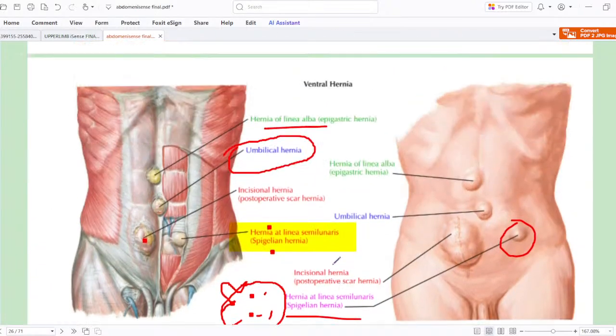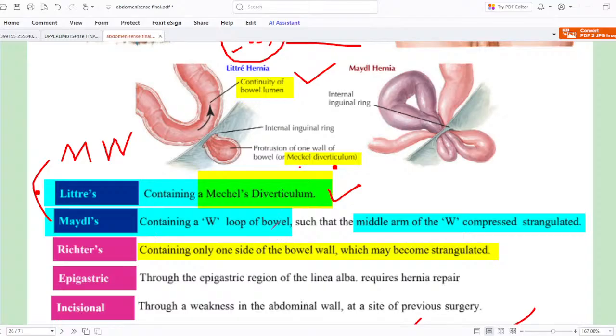Have to remember these definitions here. Littre's hernia. What is Littre's hernia? See, this is a pouch, Meckel's diverticulum. During appendectomy, the surgeon usually explores the small intestine to look for any outpouching like this. They actually look for Meckel's diverticulum.